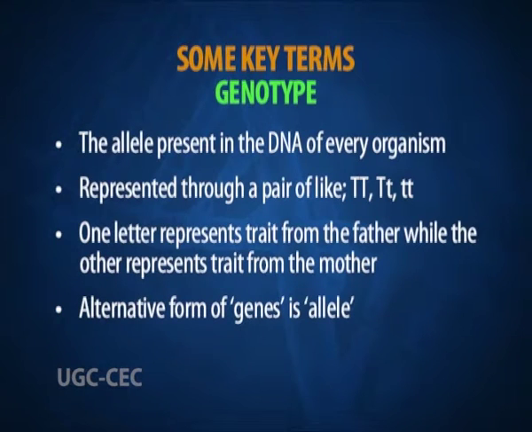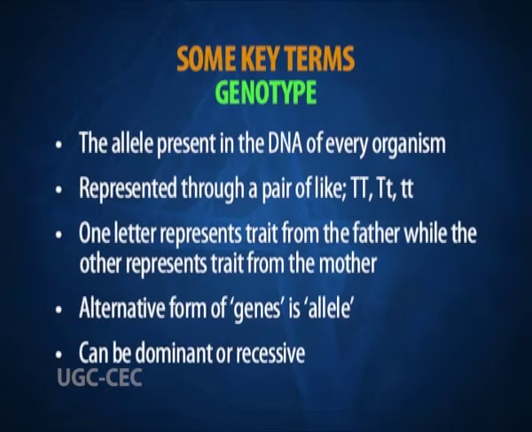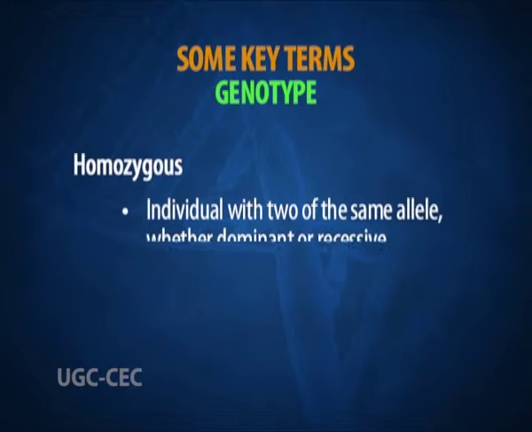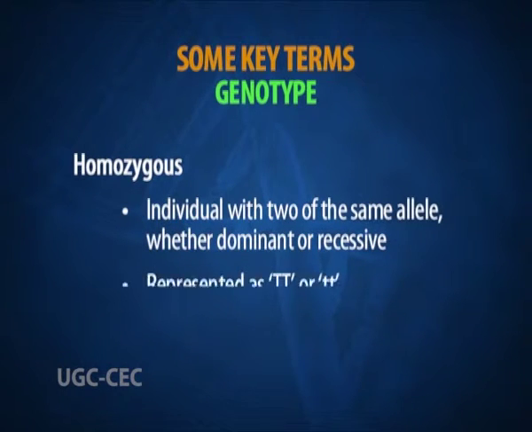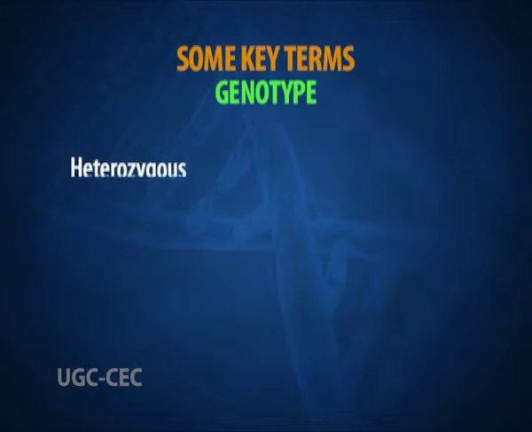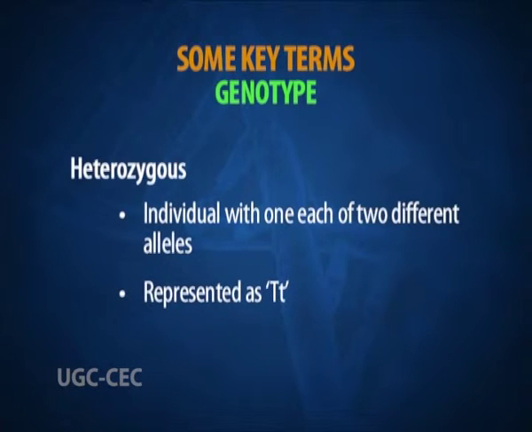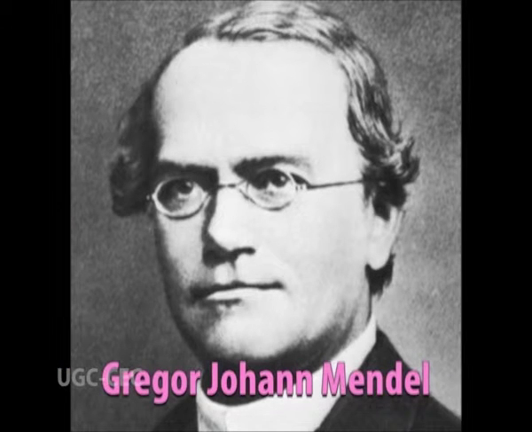Alternative form of gene is allele. Allele can be dominant or recessive. If an individual has two of the same allele, whether it is dominant or recessive, it is called homozygous and represented as capital T capital T or small t small t. On the other hand, an individual which has one each of two different alleles is called heterozygous and represented as capital T small t.